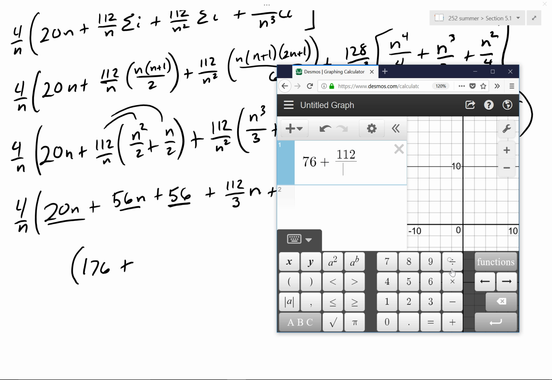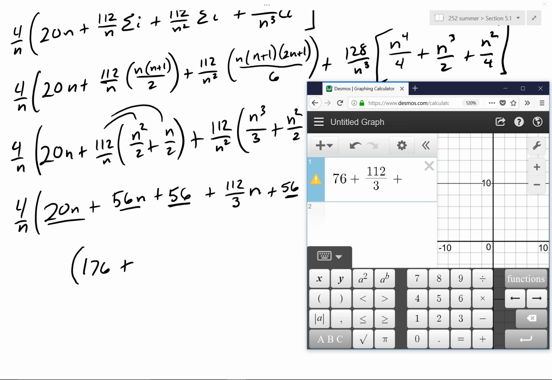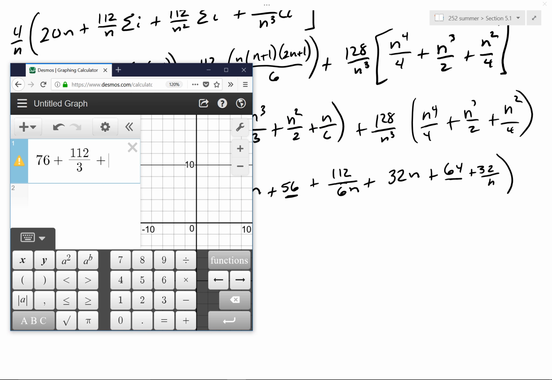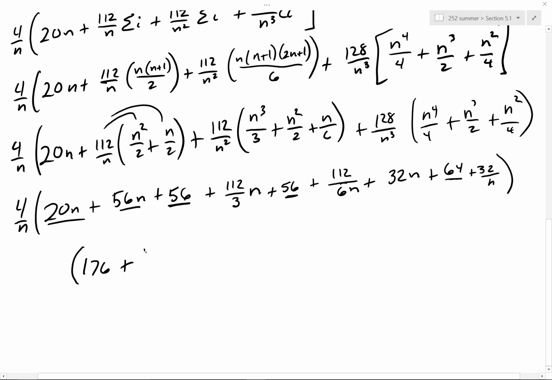plus 112 divided by 3 plus, again, we're doing the ones that are divided by n, plus 112 over, or we're doing the n ones, plus 32. And that's it. So it should be 145.33. That's this one, this one, this one, and that one. We already took care of those ones. So that leaves us with the over n ones. Are you with me here? So the over n ones, these would be the n ones.